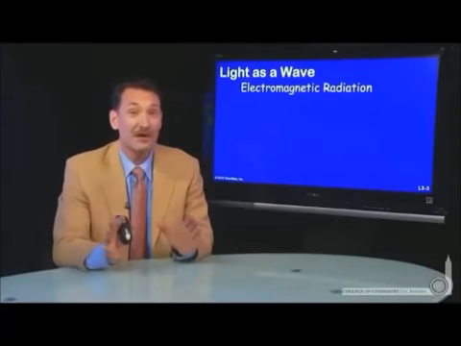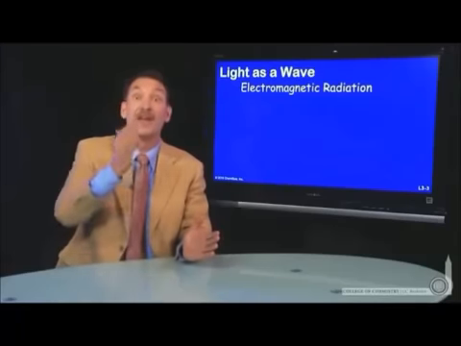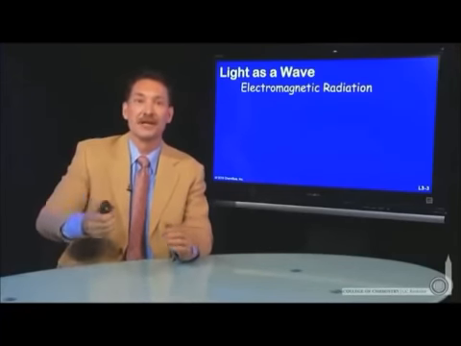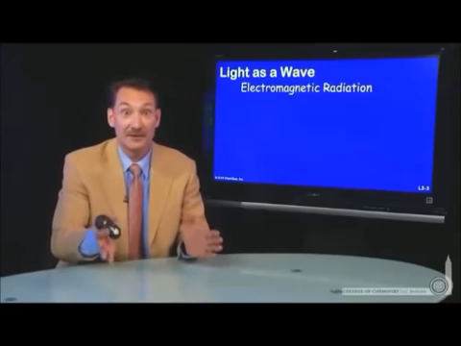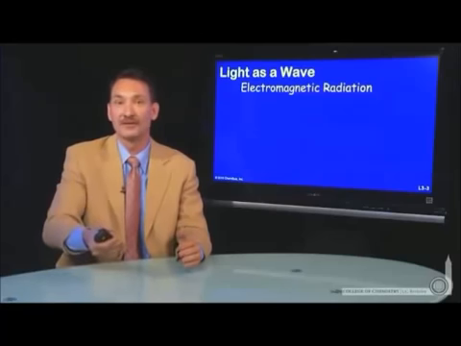Hi, let's talk about electromagnetic radiation. Electromagnetic radiation is a wave-like property. It has alternating magnetic and electric fields. Now, we're not going to talk about the electric and magnetic fields too much, but the wave nature is important to us. What are the properties of waves?